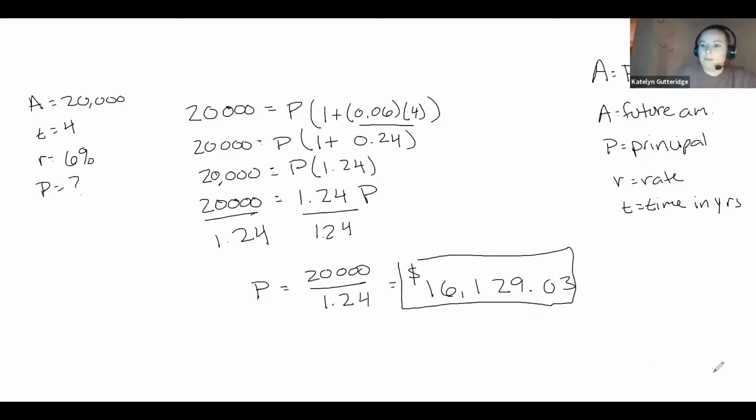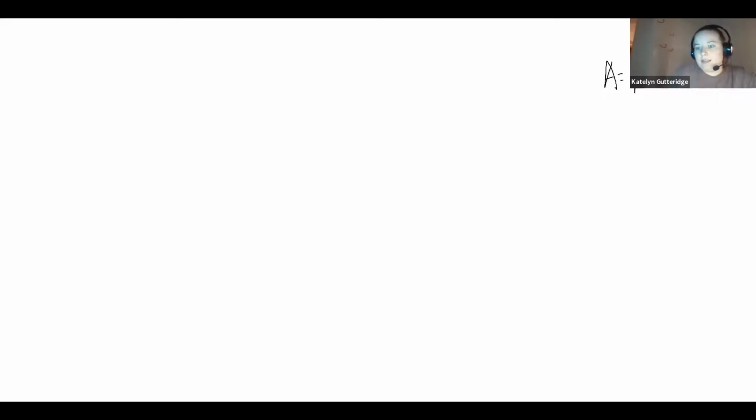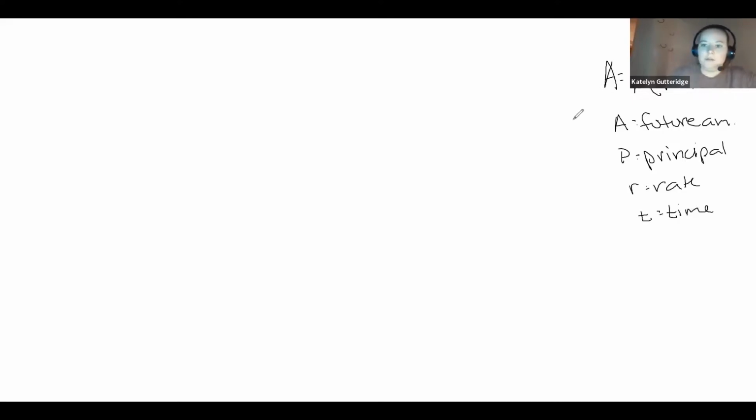All right, so let me get a new page. I'll rewrite our formula to have it in our bank. A is equal to P times 1 plus RT. A is the future amount. P is principal, the amount we start with. R is rate. T is time, time in years.